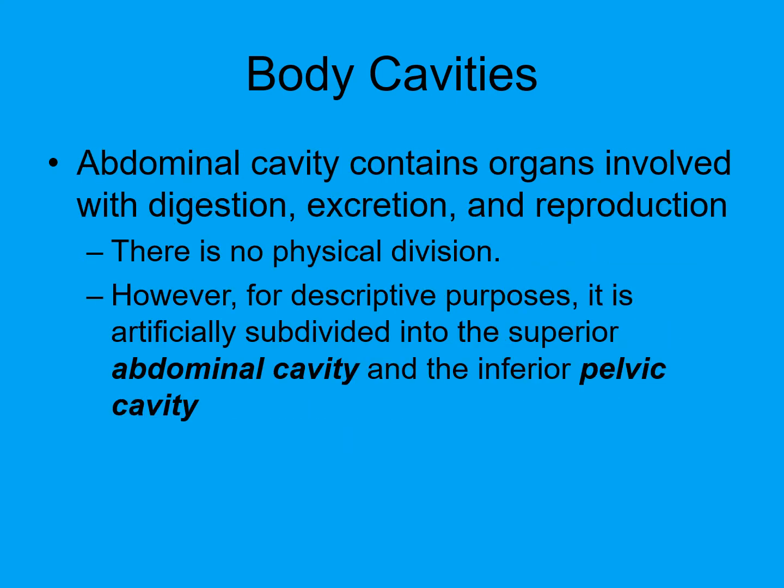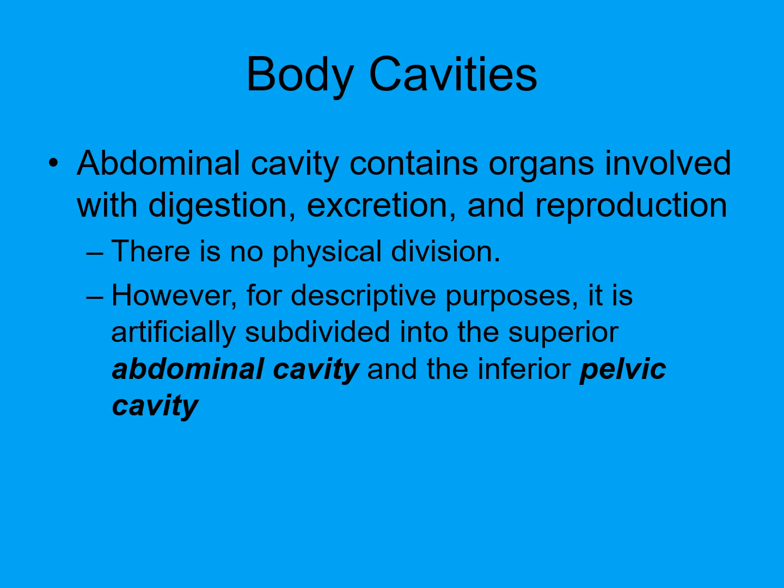So your abdominal pelvic cavity is below the diaphragm. It is subdivided usually into what we call the abdominal cavity versus the pelvic cavity. And the pelvic cavity is inferior or below the abdominal cavity. There's not a distinct division between them. Kind of think along your hip bones as a guide.